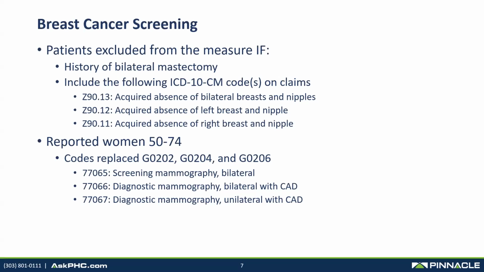That allows the insurance company to know that when you assign those diagnosis codes, these patients are going to be excluded from these measures. It is typically reported on women aged 50 to 74. There was a question that came in regarding all of these screenings: when do they age out? You do not have to report breast cancer screening measures on any person or woman that is over the age of 74.